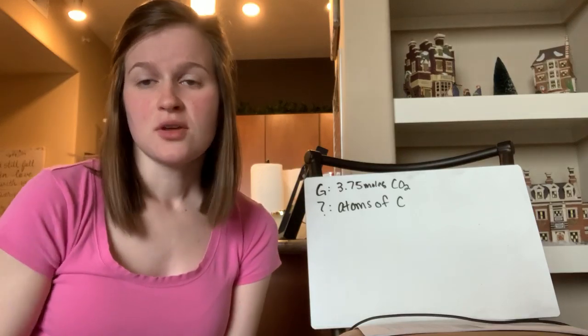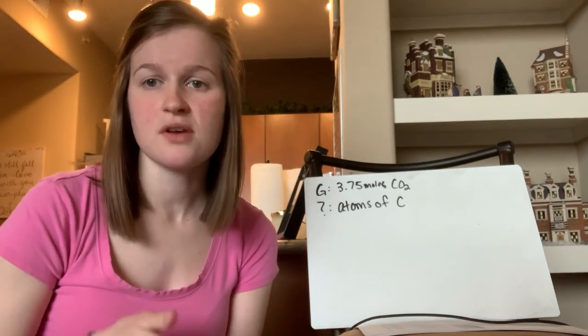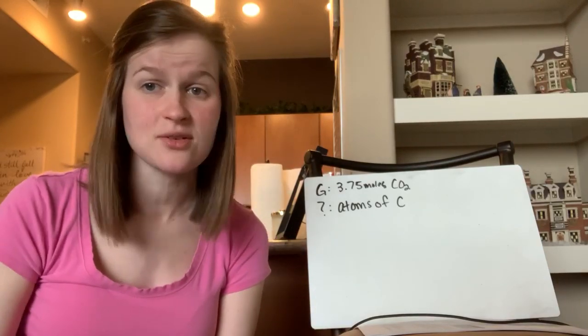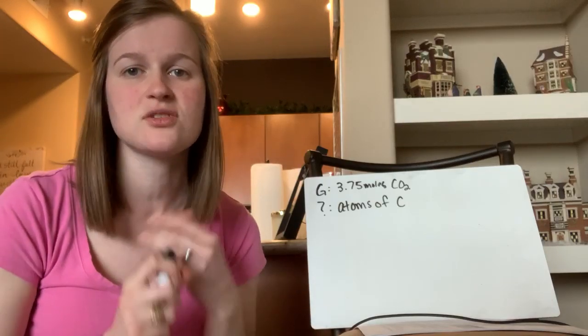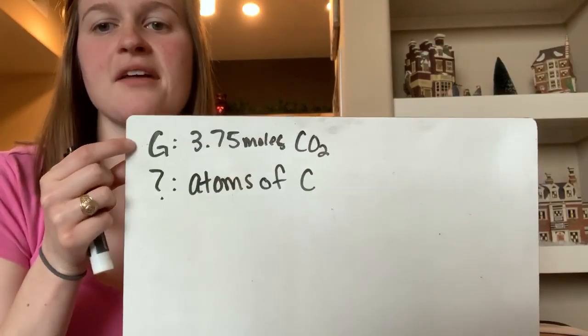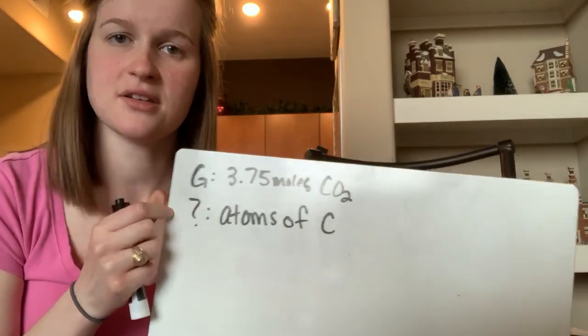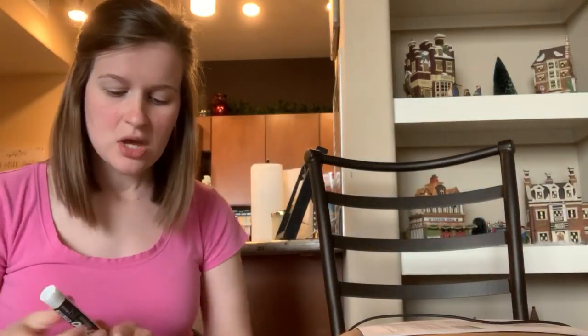So the question says, how many atoms of oxygen are in 3.75 moles of carbon dioxide? We're going to start the problem the exact same way every single time. First thing is identifying our given and what we're looking for. Our given is 3.75 moles of carbon dioxide. I already have it written out for you. And then what we're looking for is atoms of oxygen. Just kidding, I put carbon in my notes. It's atoms of oxygen.